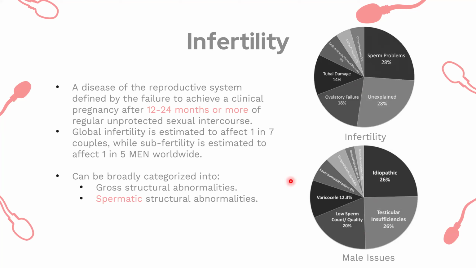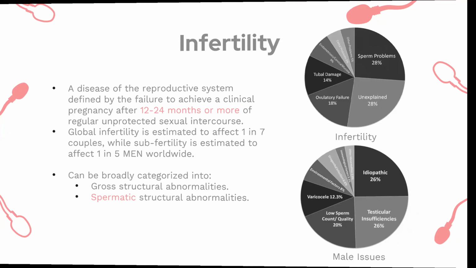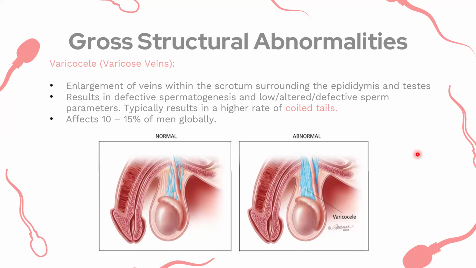Now, for the sake of this session, I broadly categorize the causes of infertility that were mentioned in your lecture into gross structural abnormalities and spermatic structural abnormalities. For the gross structural abnormalities, the one that you guys have to really focus on and know is the varicocele, or the varicose veins. These varicose veins are basically engorged veins that are surrounding the epididymis and the testes.